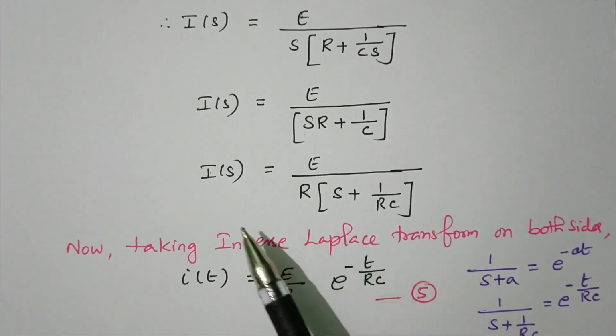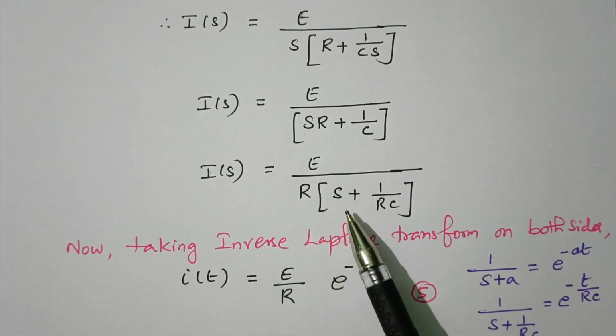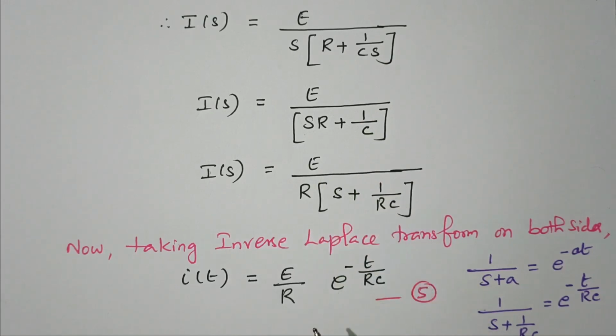So finally we got this value: I(s) equal to E divided by R into 1 divided by s plus 1 by RC. Now we can take the inverse Laplace. Now taking inverse Laplace on both the sides, I(s) becomes i(t). E by R is constant.